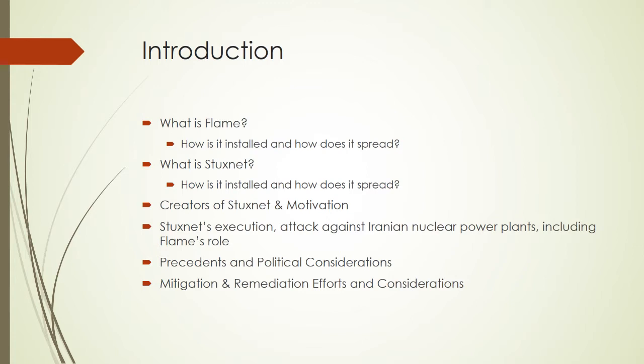We'll discuss Stuxnet's execution, specifically how it infects a system and how it negatively impacts a system. And even more specifically, we'll go into detail about how it was used to attack Iranian nuclear power plants, including Flame's role in the attacks. Since Stuxnet was the first of its kind that was really used internationally against another country, we'll talk about the precedents that it set, as well as other political considerations. And finally, we'll discuss mitigation and remediation efforts and considerations for those infected by Stuxnet and Flame.